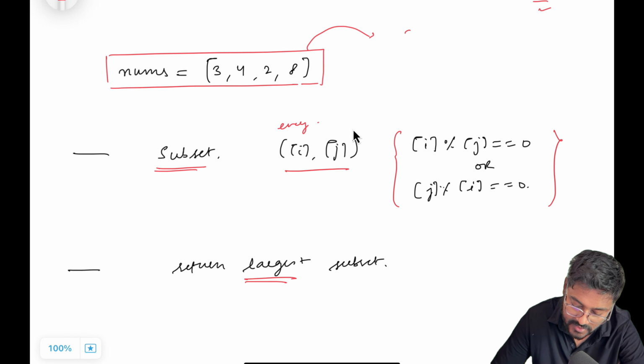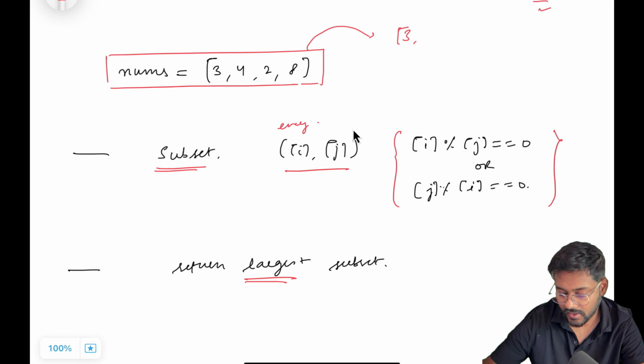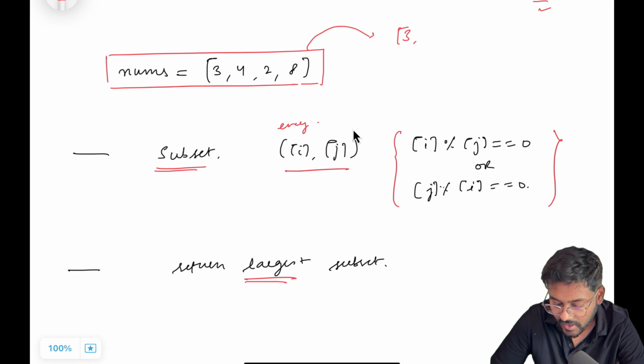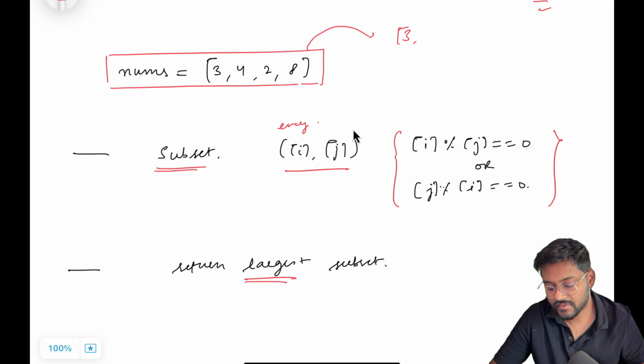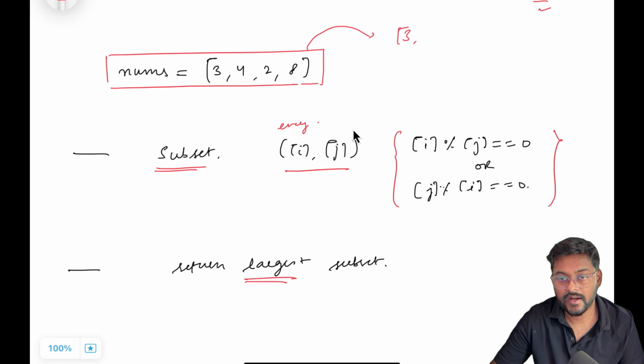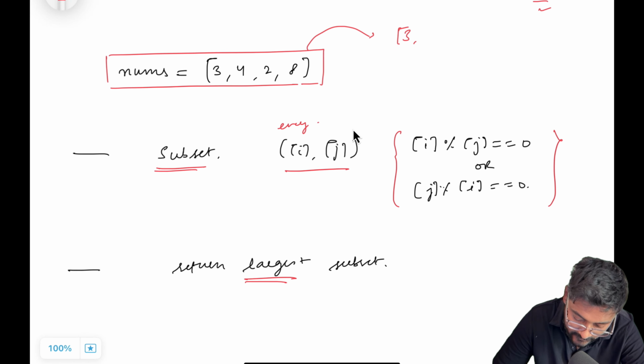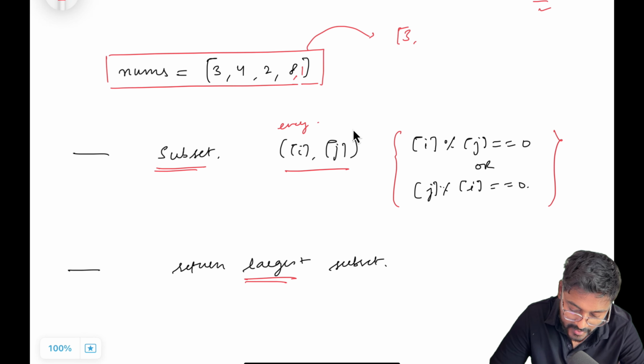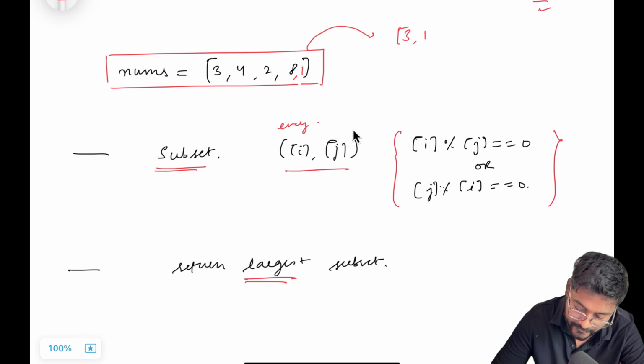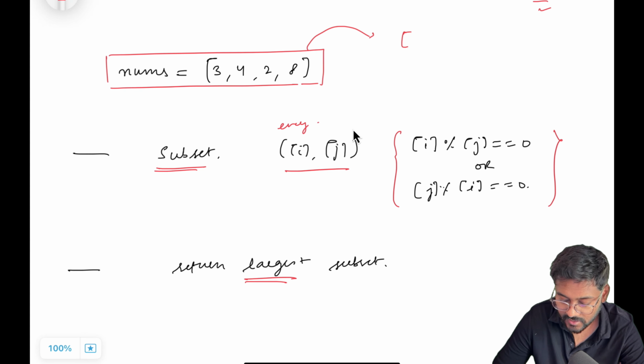So let's say I pick 3 in my subset. What is the next element I can take? If I'm taking 3, I can't take any other element because 4, 2, 8, none of the items is divisible by 3 and none of the items divides 3. If there was a 1, I could have taken 1, but in this case I can't take anything. So with 3, the subset I can make following this condition is of size one.